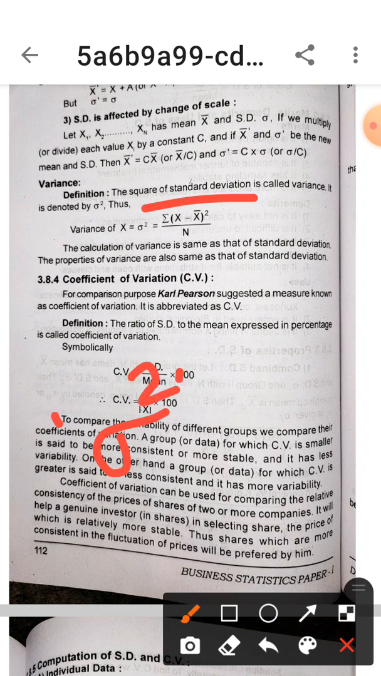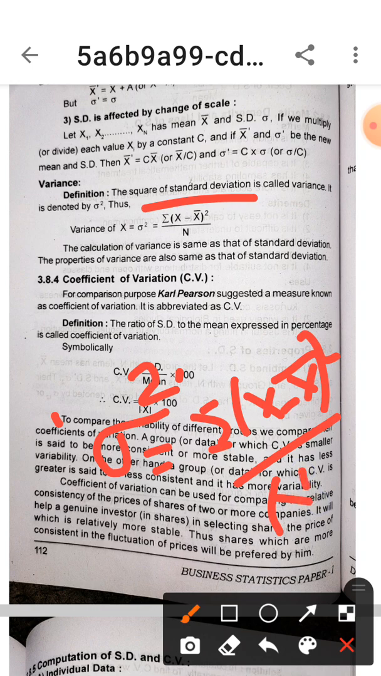Okay, that is, or we can write the square, sigma square is equal to summation x minus x bar square divided by n.